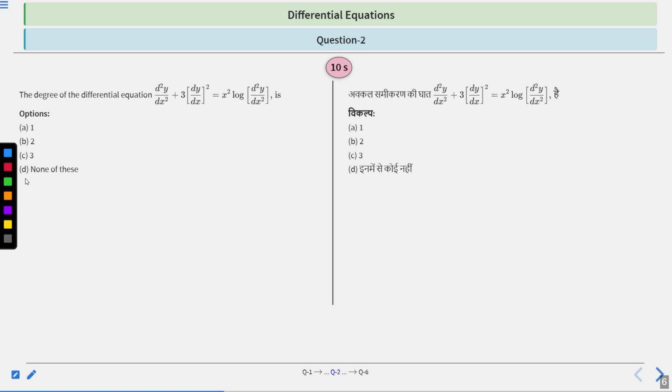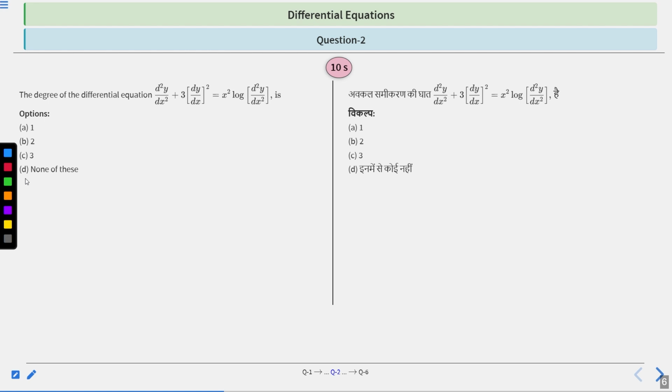The degree of the differential equation: d square y upon dx square plus 3 dy by dx whole square is equal to x square log of d square y upon dx square. The hint of this question is that the degree of a differential equation is basically the highest power of the highest order derivative term, and none of the derivative terms should be under any power or fraction, right? That means it should be in a polynomial form, algebraic form.